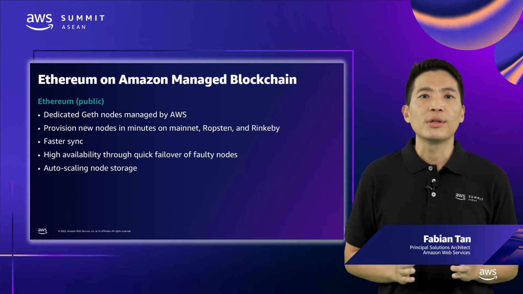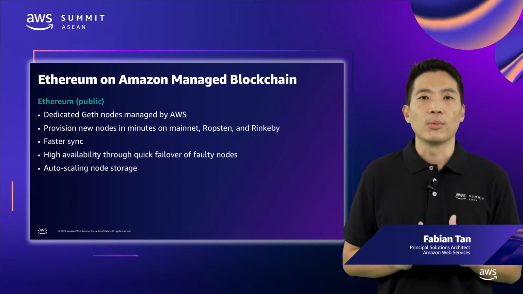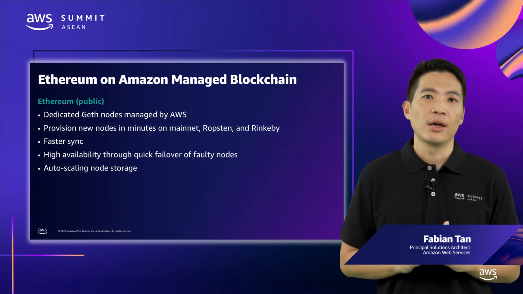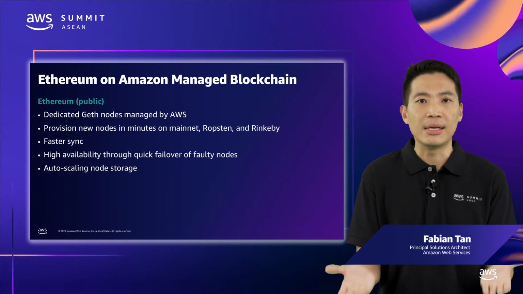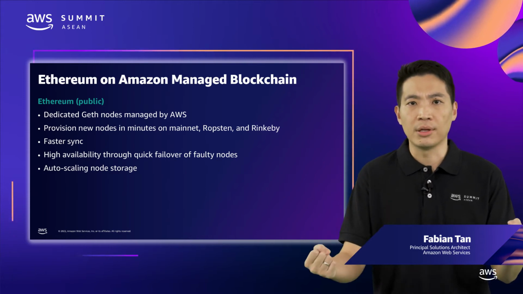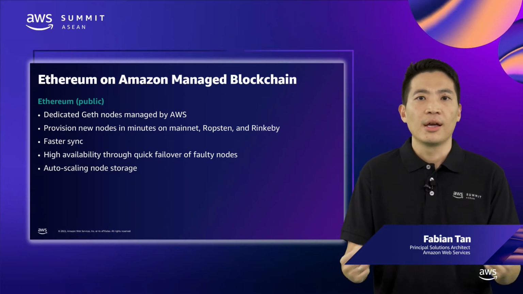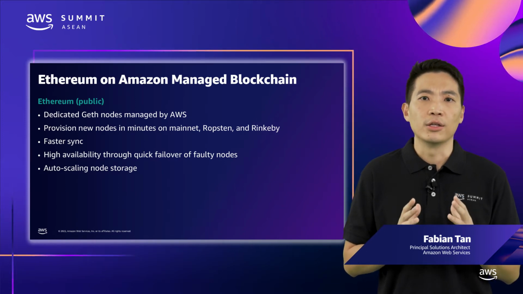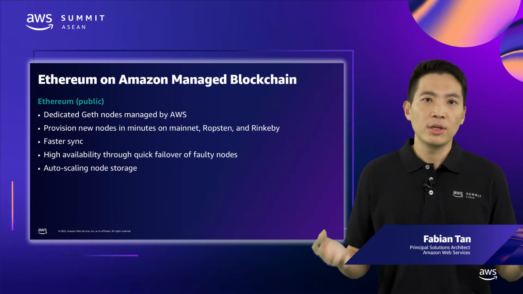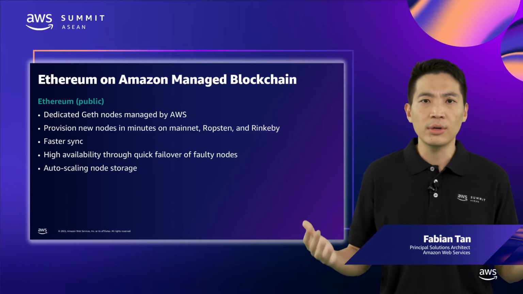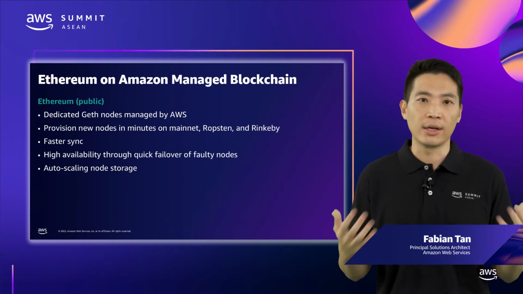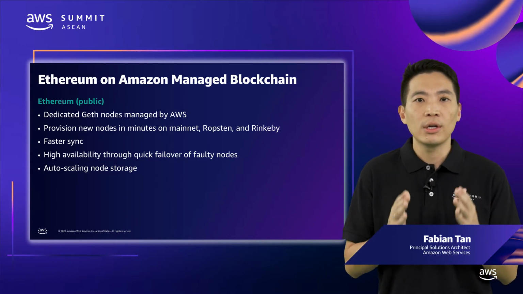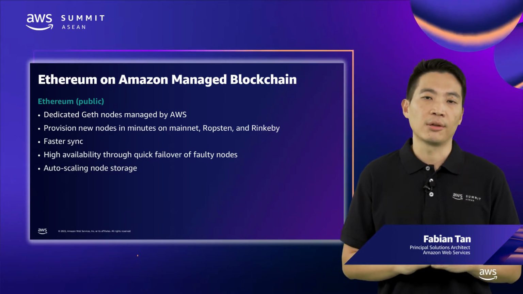Specifically, in our recent release of Ethereum support, we offer dedicated Geth nodes that are managed by AWS. And you can provision these nodes in minutes on the mainnet, Ropsten, and Rinkeby networks. And you have much faster sync than a typical Geth node that you would normally start up, because we are using reference nodes and synchronizing the state of their blockchain regularly, so that when you launch a new blockchain node, you're only catching up to the latest changes.